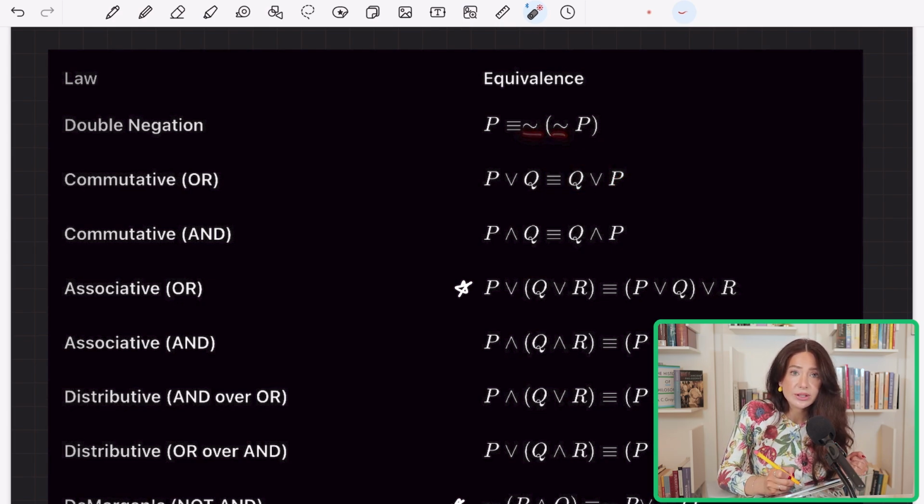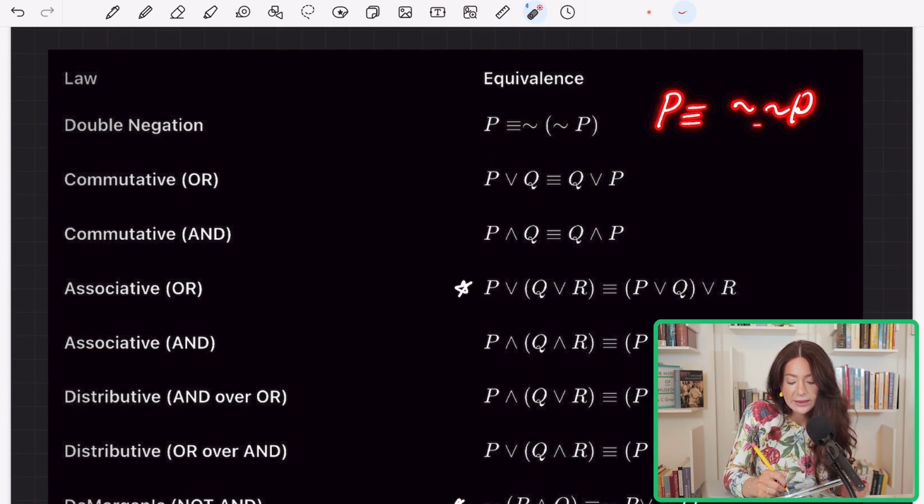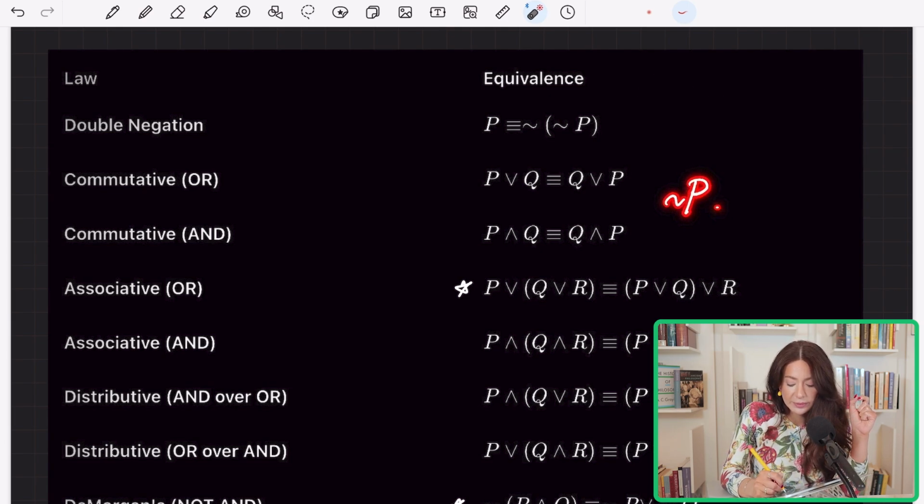Here, this is very similar to double negatives canceling each other, right? This is negation, negation. They cancel and you have P. So P is equivalent to not not P. And if you had 4 of these, it would be the same. P is equivalent to not P with any odd number of negations.